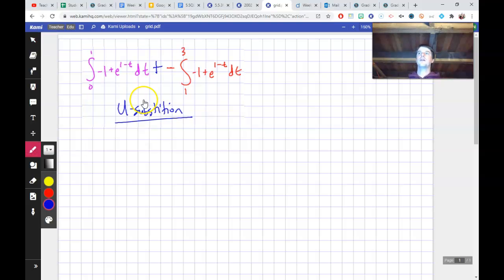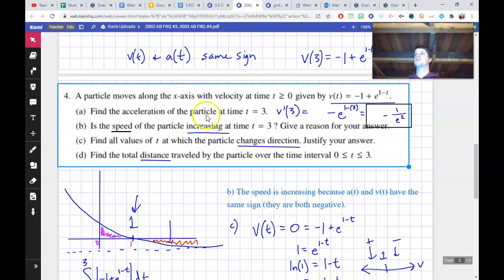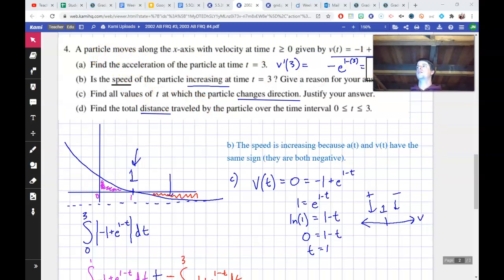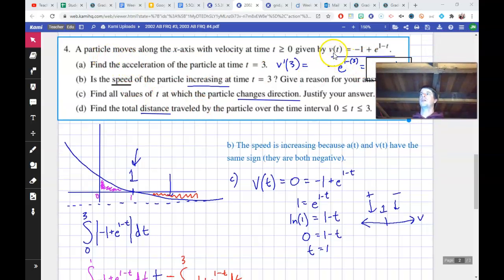Hey guys, I'm going to finish this problem we set up in class, show you how to do it so you can check your answers. Just as a reminder where the problem came from, it was this problem where we had a particle moving along with the velocity v of t equals -1 plus e to the 1 minus t.